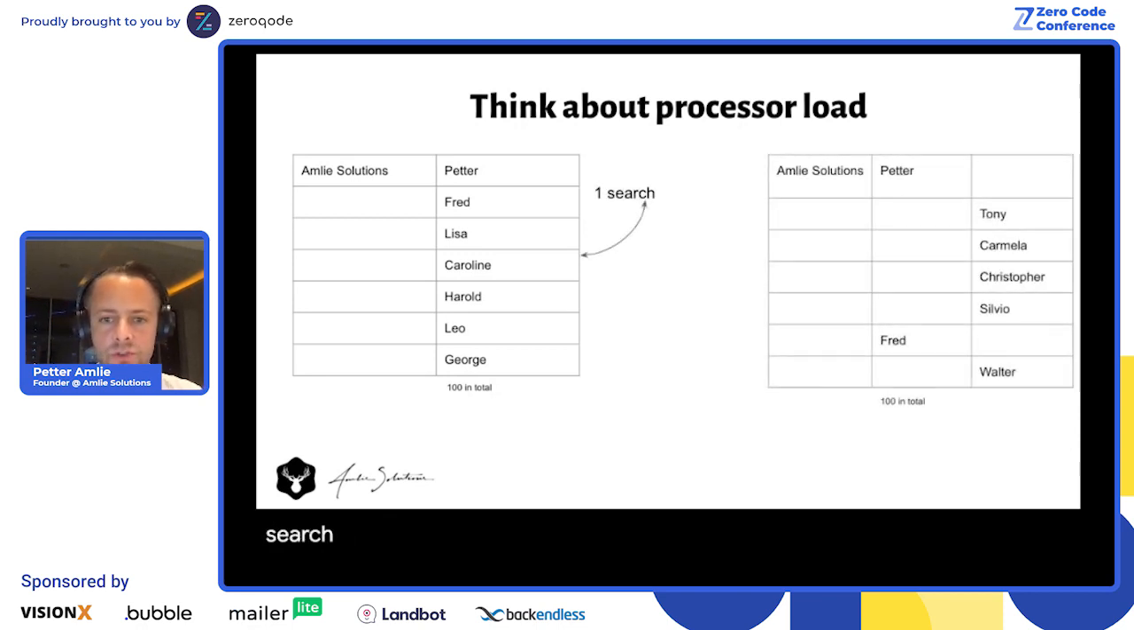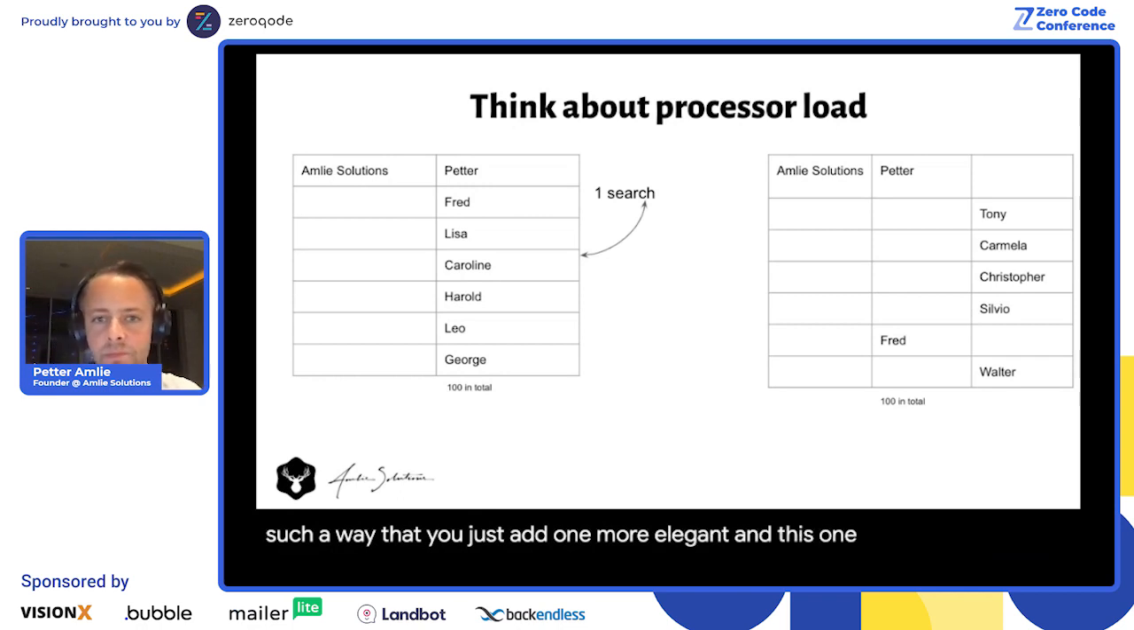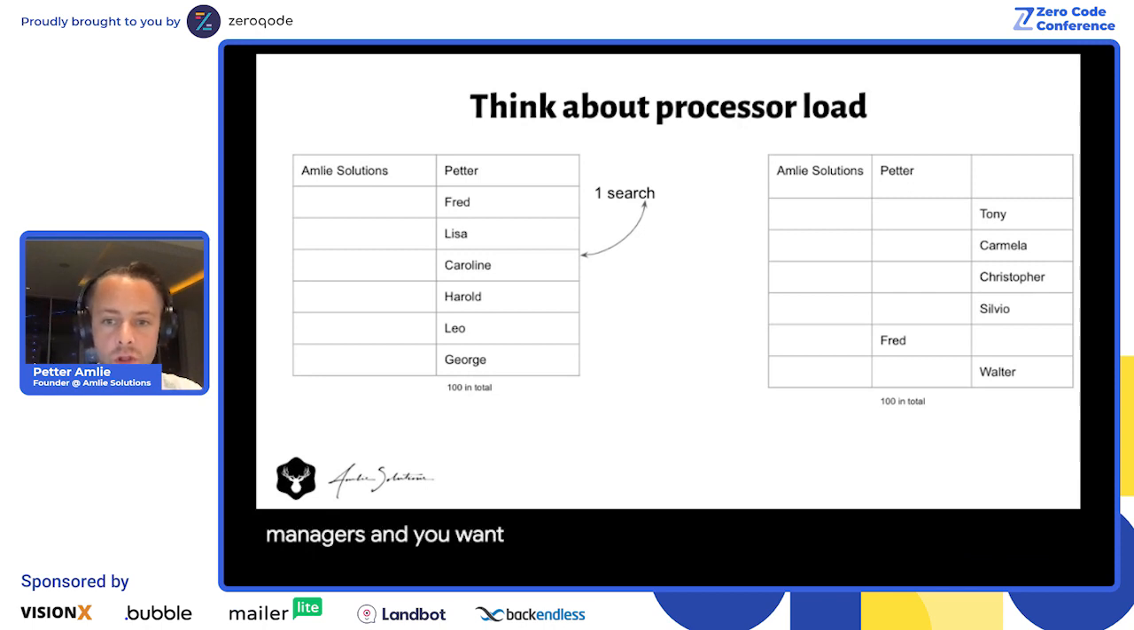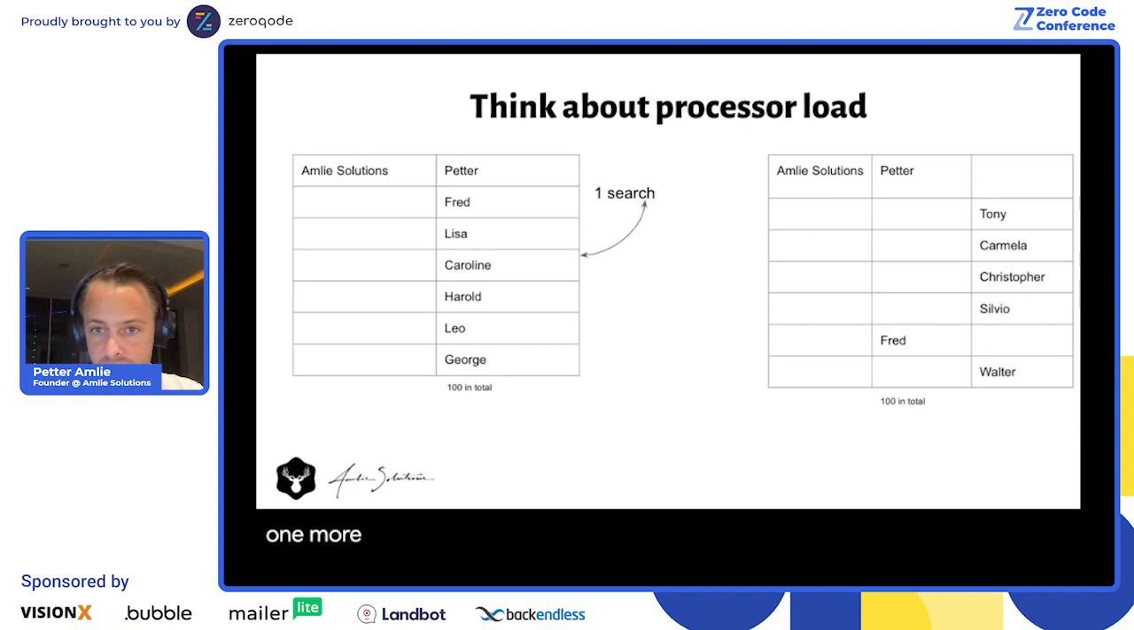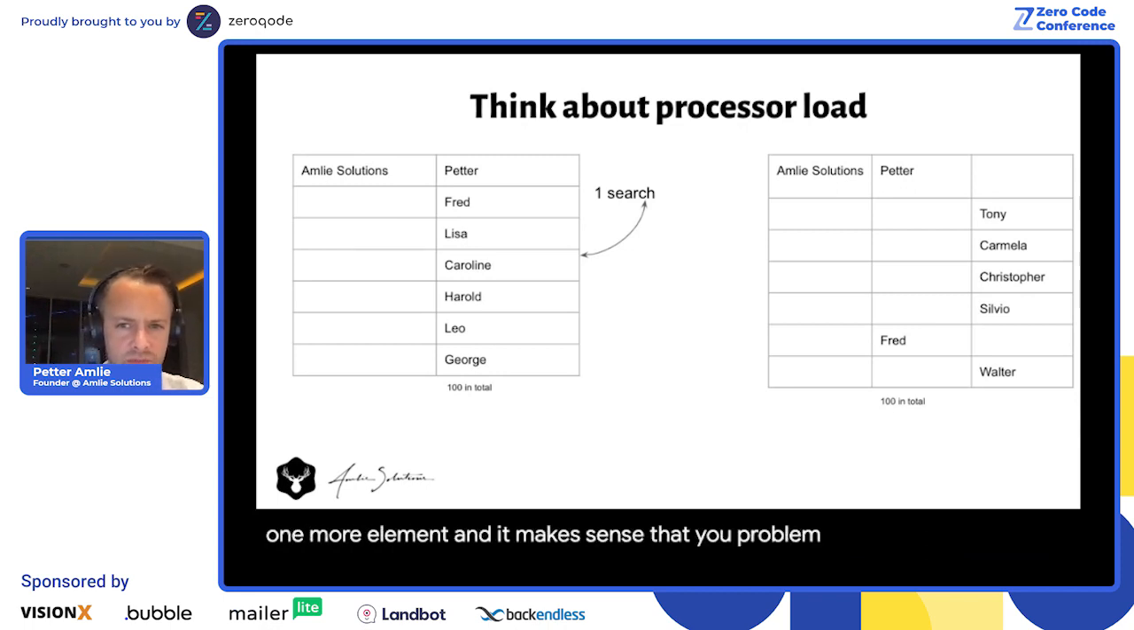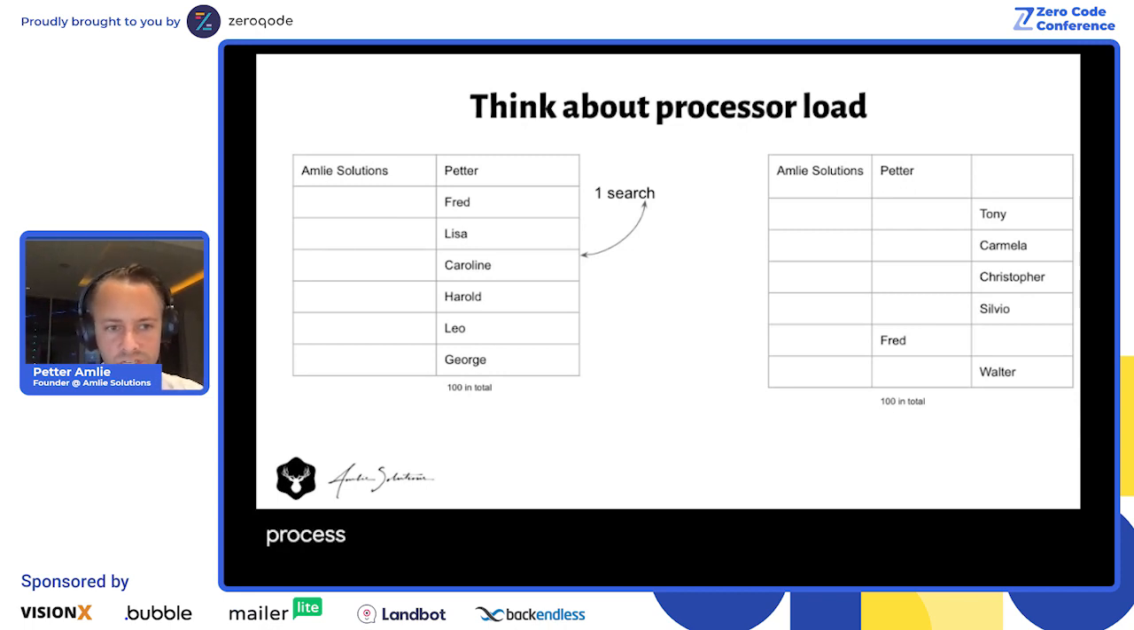But let's now say that you just want to add one more element. And these 100 employees, they happen to be middle managers. And you want to show all their team members as well. So just by adding one more element here, we can see still it's Amlie Solutions is the company. You have all of these middle managers, and you can see their team members underneath here. So you've added just one more element, and it makes sense that you probably maybe even double the processing load, right? Which is a big deal. But that's not actually what you've done here.